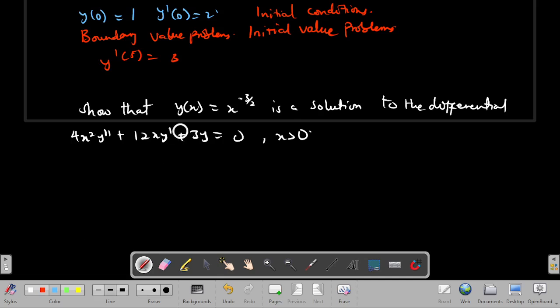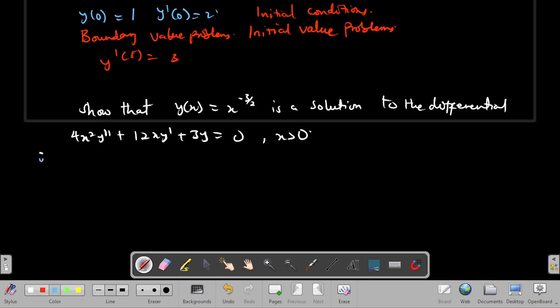Watch closely. Solving such a problem is just a substitution work. They've given you one solution, which is y of x. To solve this problem, we have y prime prime, y prime, and y to substitute. But how do we get y prime prime from our solution? We can get y prime prime simply by differentiating this twice. We can get y prime simply by differentiating this once.